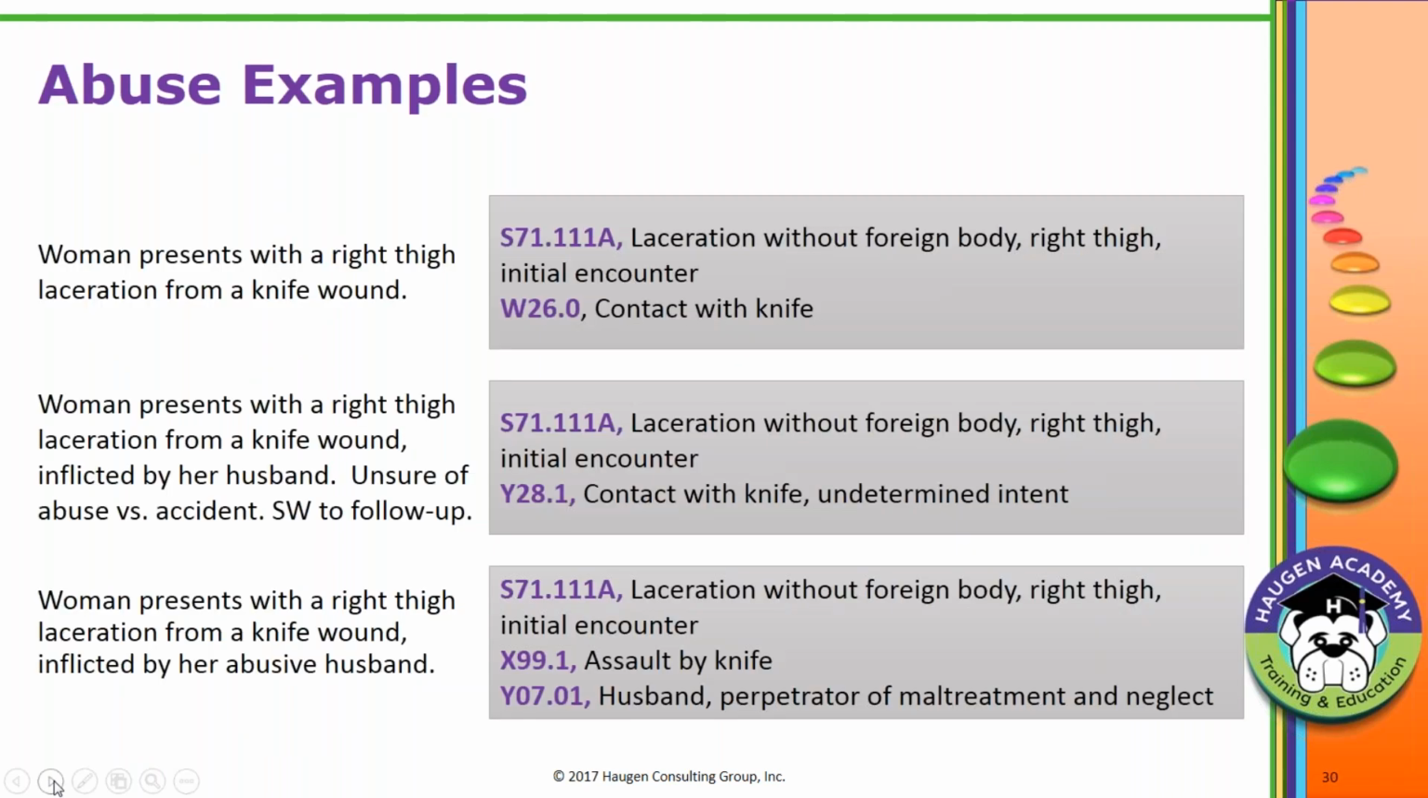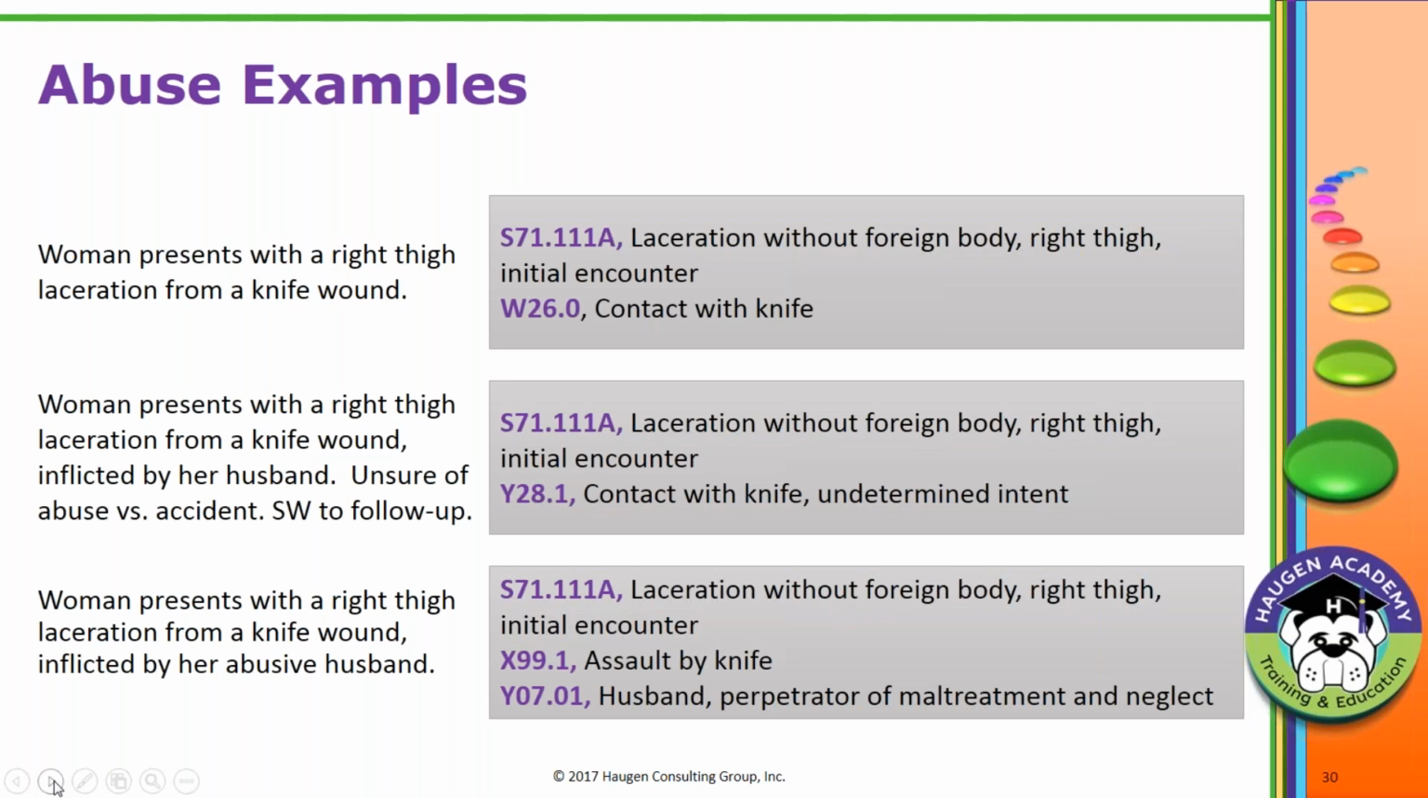I'm going to give you some additional examples here. We have a woman who presents with a right thigh laceration, or a lac, as we would say, from a knife wound. This is still that injury code. And then the W26 code is contact with knife.